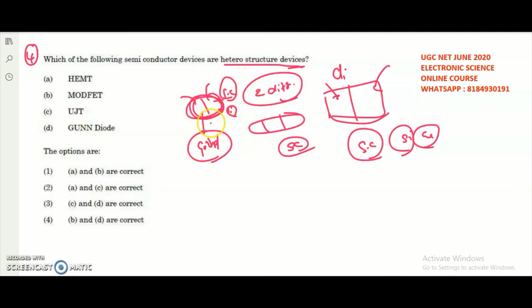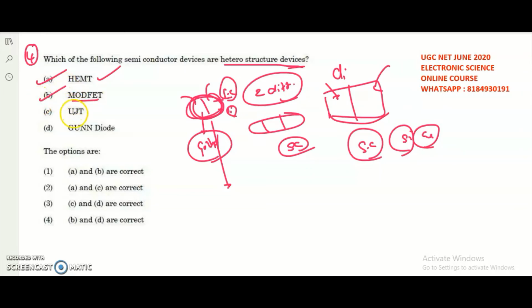Such types of structures are helpful for Schottky diodes. Generally in Schottky diodes, or the heterostructure devices, we are using the gold and semiconductor junction, which is essentially helpful for high frequency rectifier operations, right? Like that, the HEMT is nothing but a high electron mobility transistor. So it is a heterostructure. And the MOSFET, it is also a heterostructure.